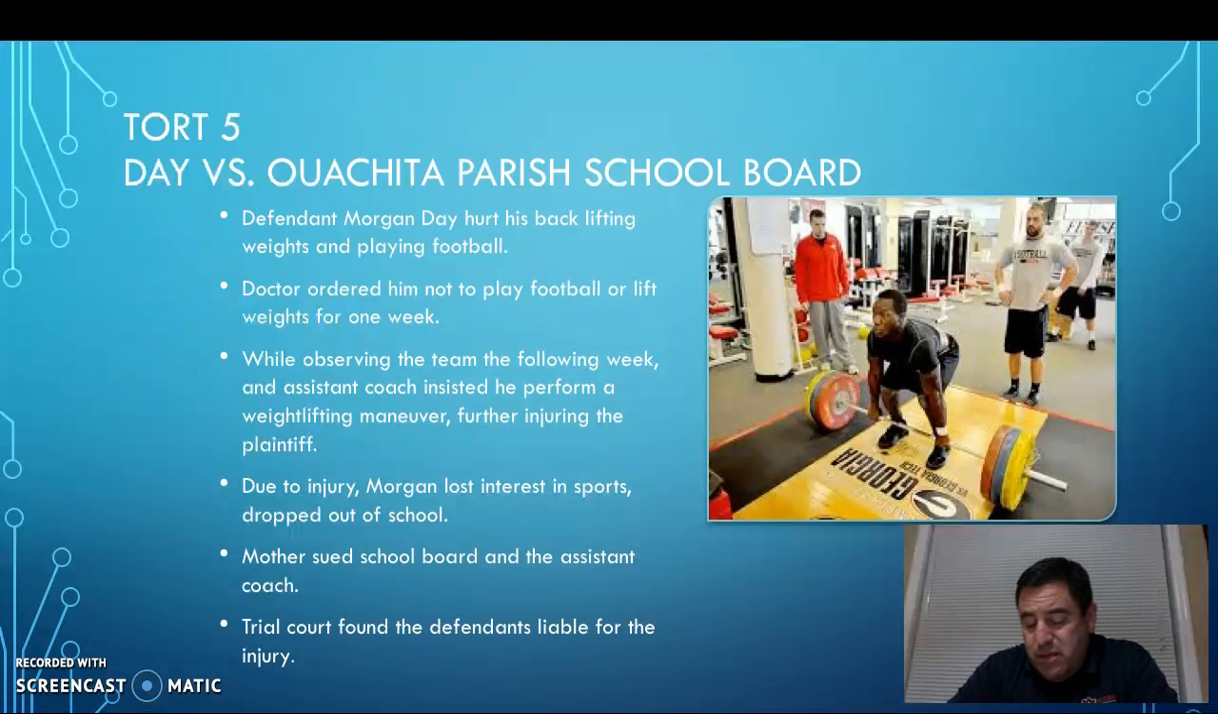What proactive measures could have been done? In regards to Morgan Day, his example, I think he had a doctor's note. It was up on the wall. Coaches saw it. Why did the assistant coach make him do it? I think the coach should have made an effort. My apologies. The coach could have done a better job in relaying the information to the other coaches. He could have saved Morgan. Could have saved his career, his grades, and his future.